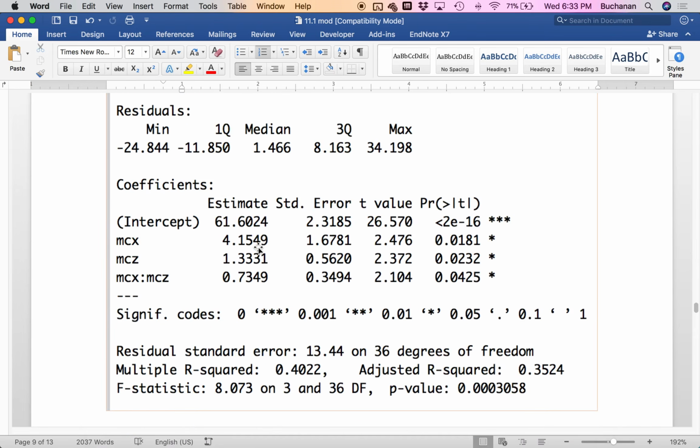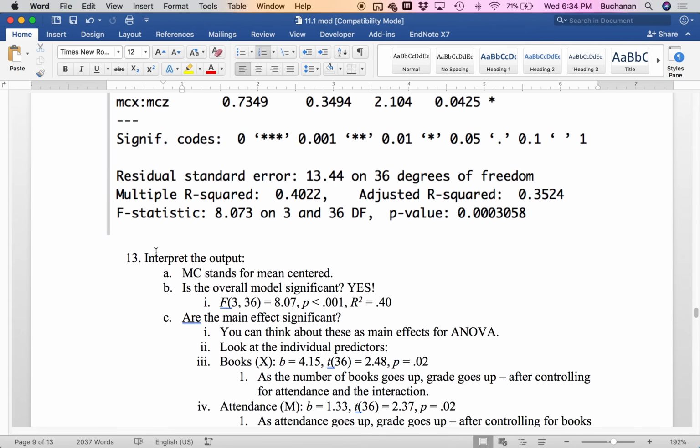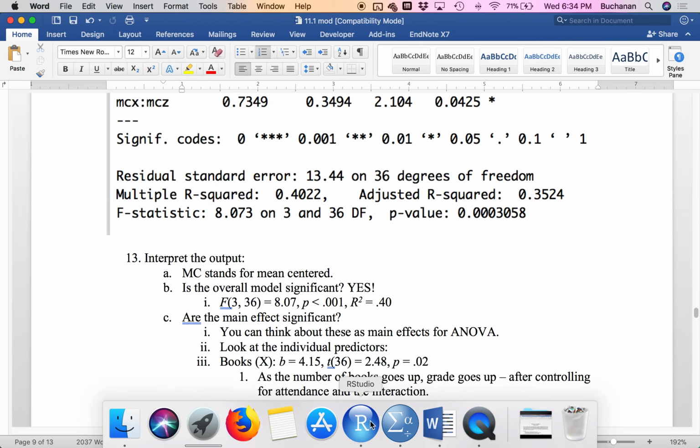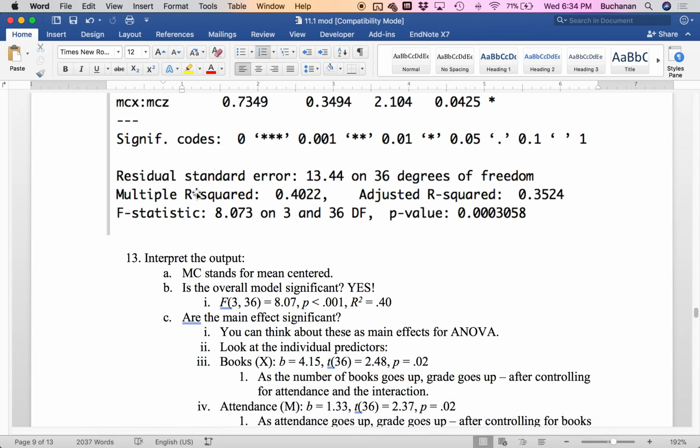Now, I hate the way this looks because I do wish this were a bit easier to read. So you do have to remember which one is which when you put them in. Okay. So MCX here is going to stand for mean centered X, whichever one you put in first. So in this particular example, we put in books. Okay, so let's now interpret that.